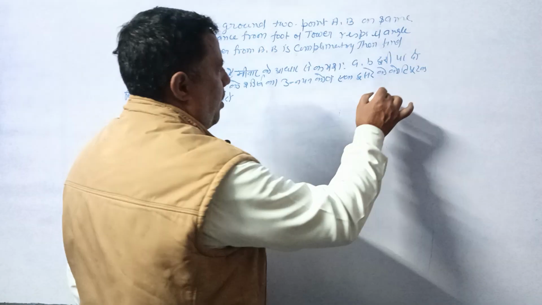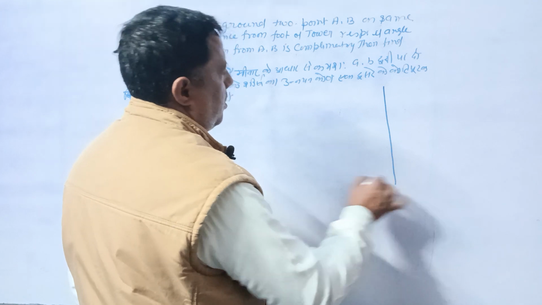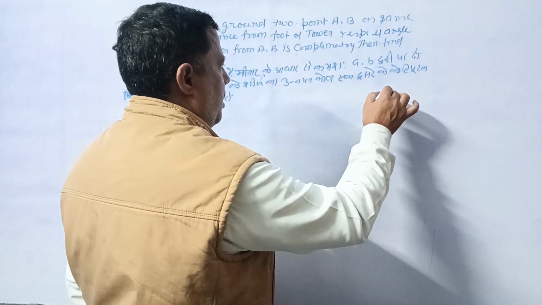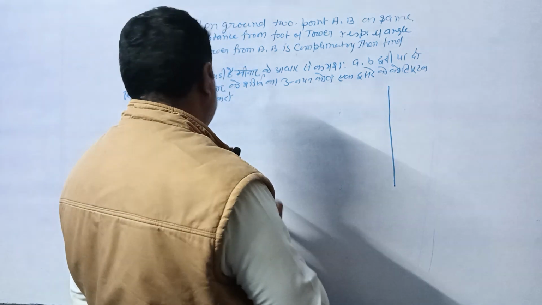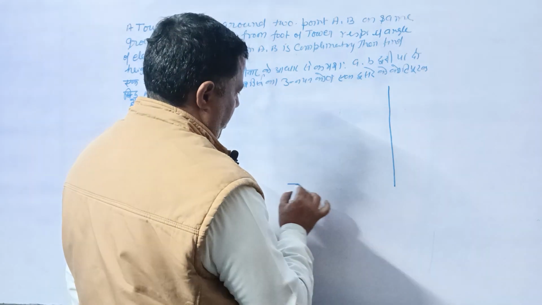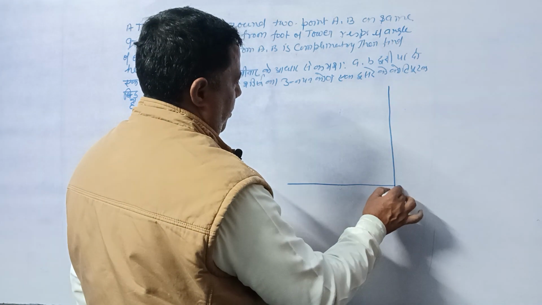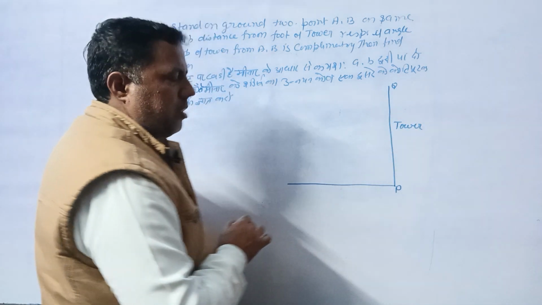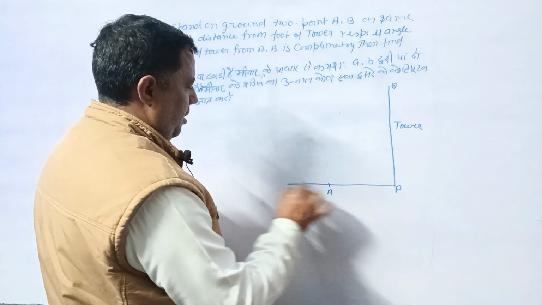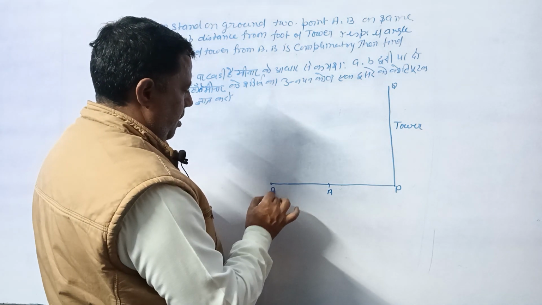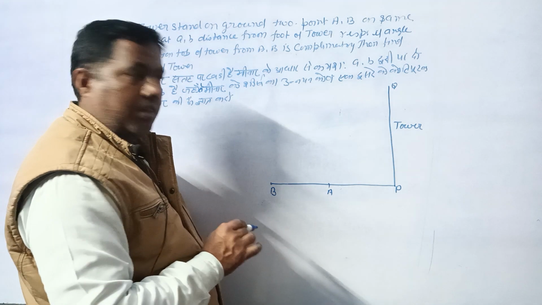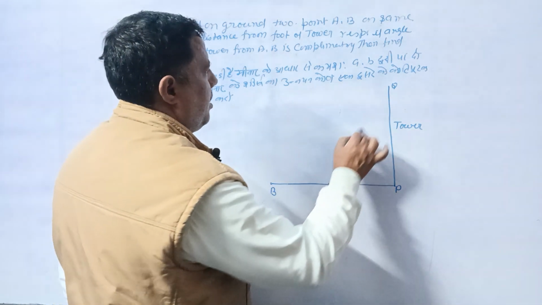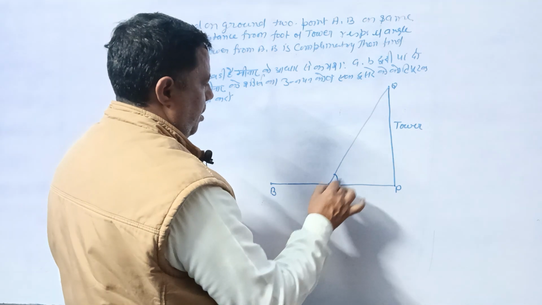First of all, draw the tower. PQ is the tower. A and B are two points on the same ground where the tower stands. The angle of elevation is alpha.